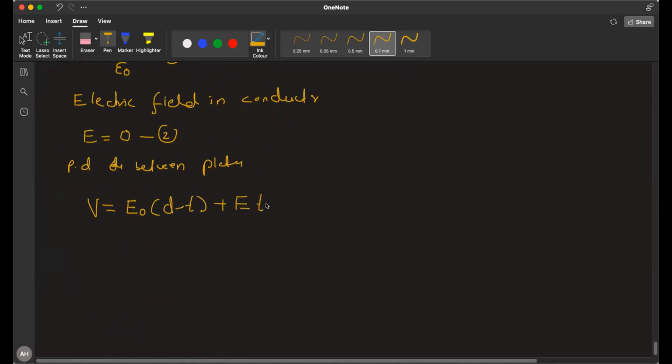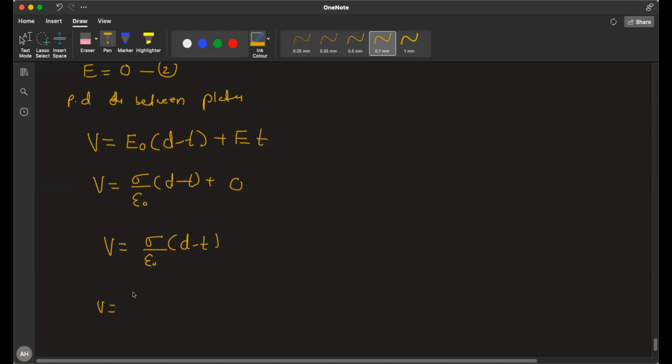This exists in thickness t. E naught you can write as sigma by epsilon naught times d minus t. E you can write as 0. No, there's no field in the conductor. So you can write that your potential difference is sigma by epsilon naught times d minus t. And sigma is nothing but Q by A. So you can write that V is Q by A epsilon naught times d minus t.